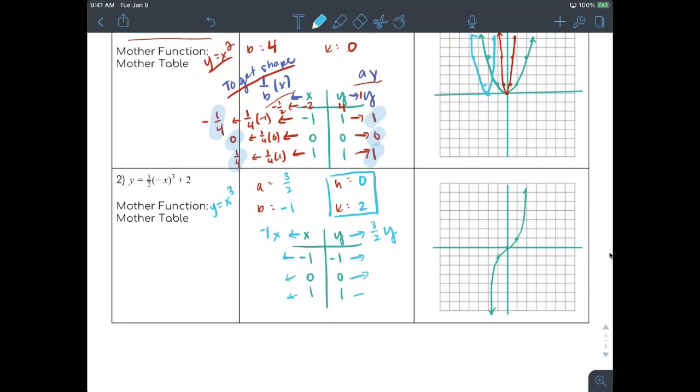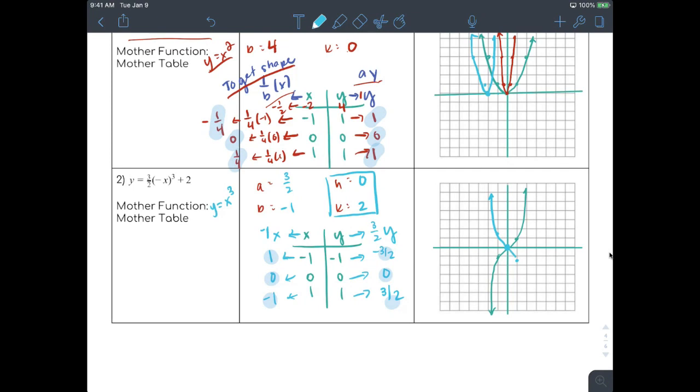This gives me my new values. So 3/2 times negative 1 would be negative 3/2. This is 0 and positive 3/2. My negative 1 is going to become a positive 1. My 0 just stays a 0. And my negative 1 times 1 becomes negative 1. All right, so my new stretch points are these. So I'm going to go to 1, comma, negative 3/2, so negative 1.5. 0, 0 stays. And then negative 1, comma, 3/2.